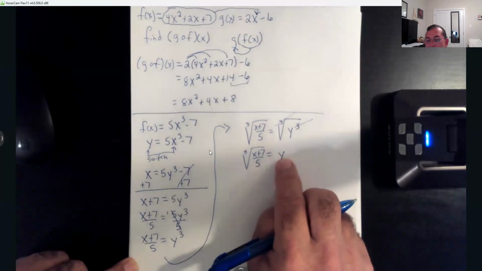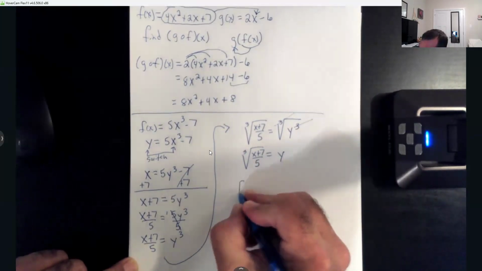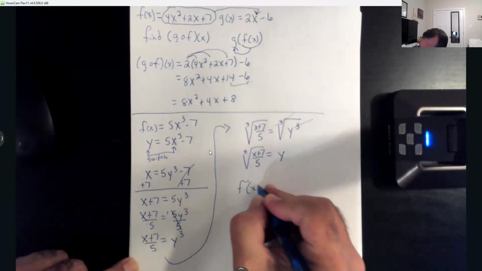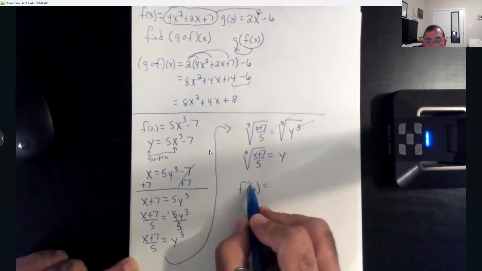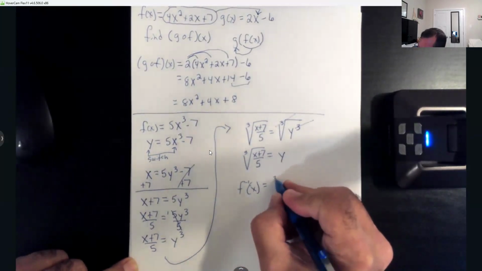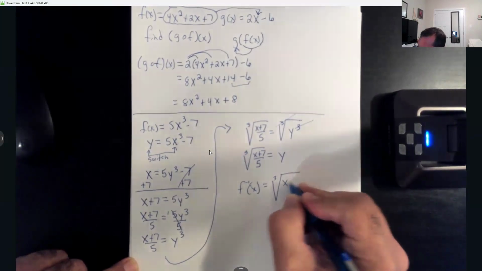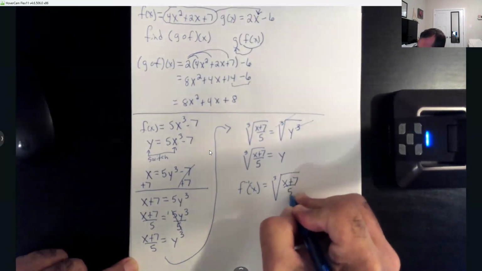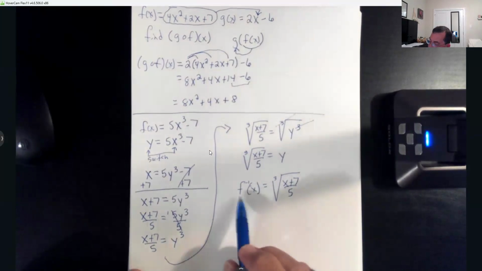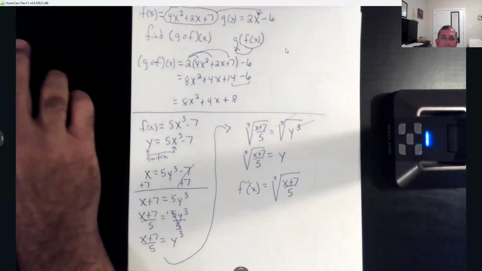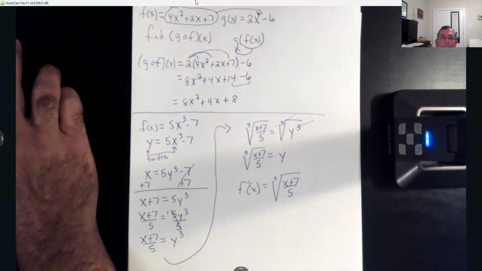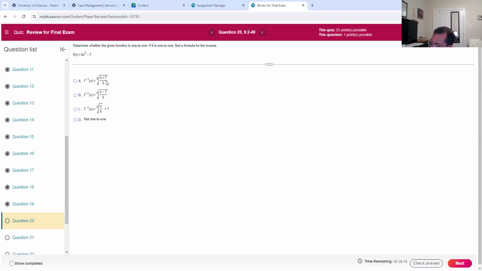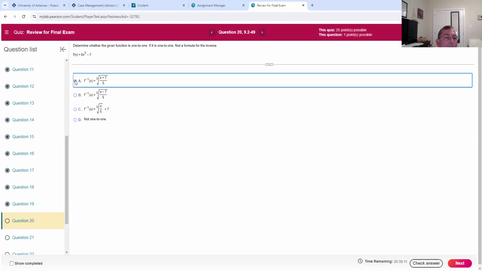Now, officially, the last step would be to turn the y into the inverse notation, f inverse of x. And then put my answer, cube root of x plus 7 over 5. So this is what we're looking for now. So cube root of x plus 7 over 5. Looks like we're going with A.